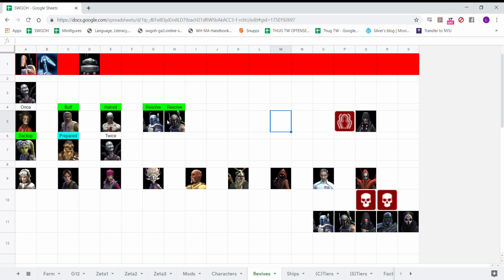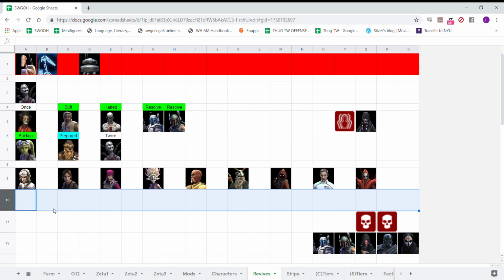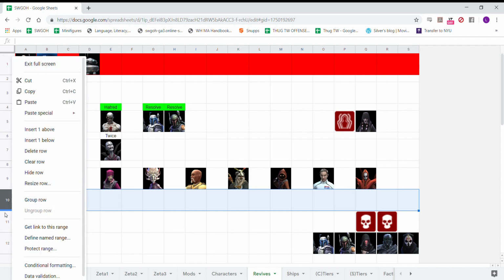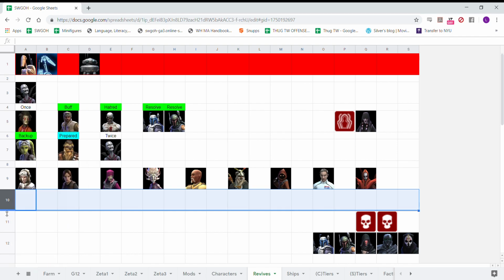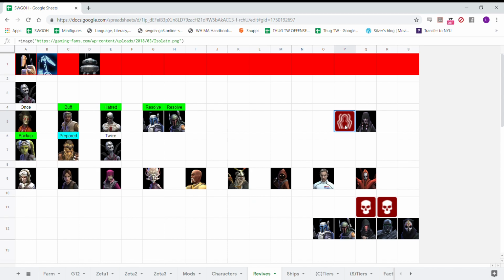Hello everyone, so today we're going to take a look at an important and very complicated ability, a very complicated mechanic within this game, and that is revive. What characters have revives, how do they revive, how is it possible to stop them from reviving, and the most important question that a lot of people seem to be struggling with: how does Darth Traya and her special debuff, Isolate, interact with these revive mechanics?